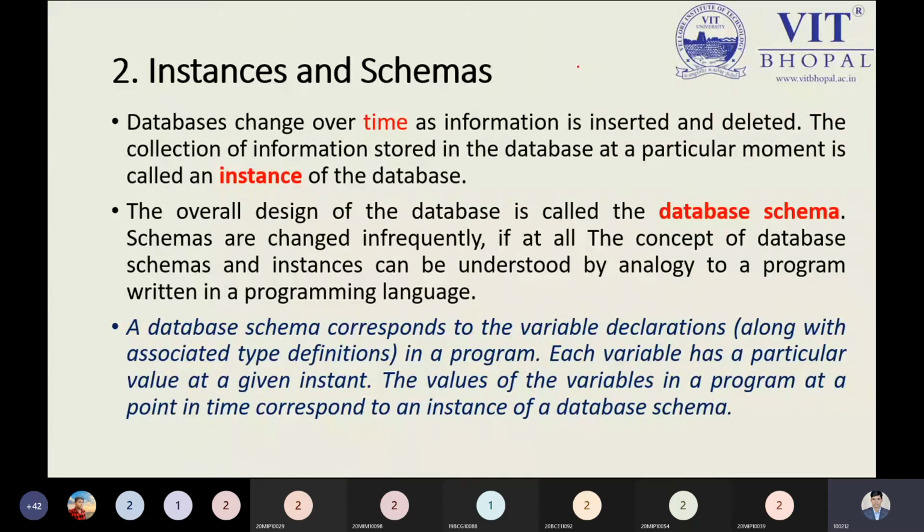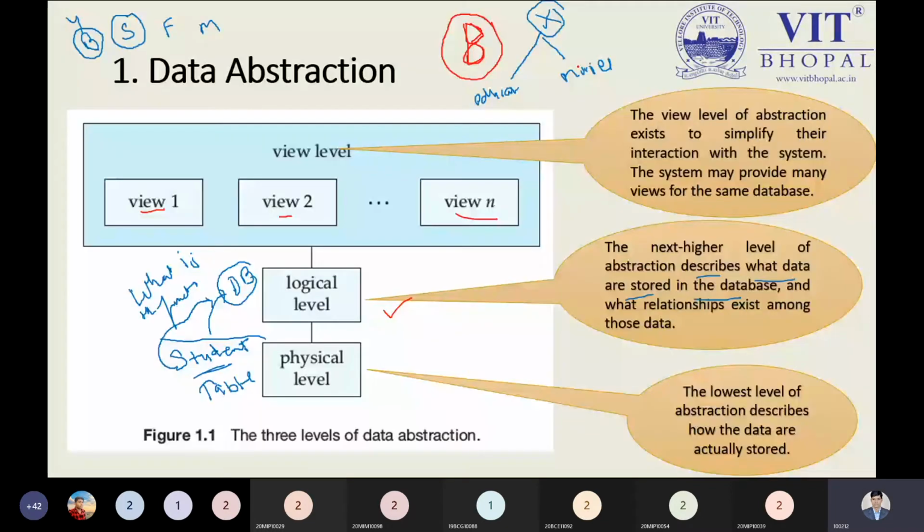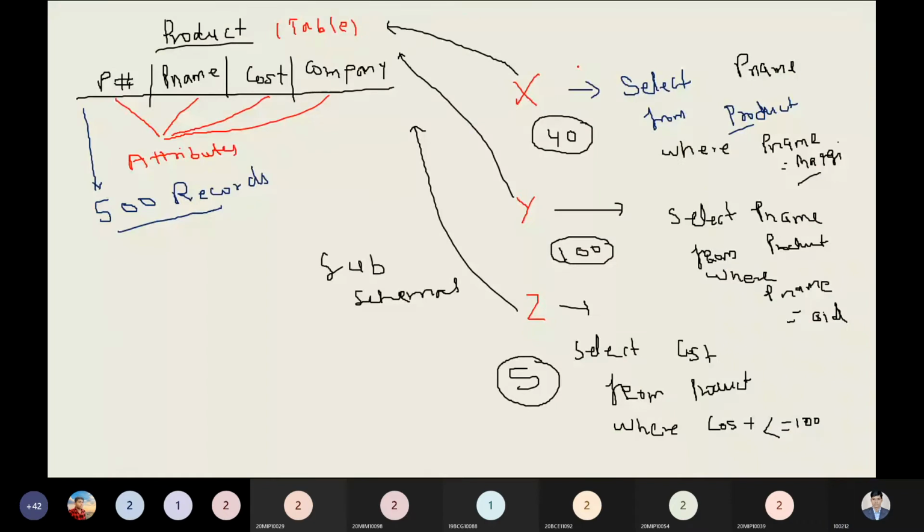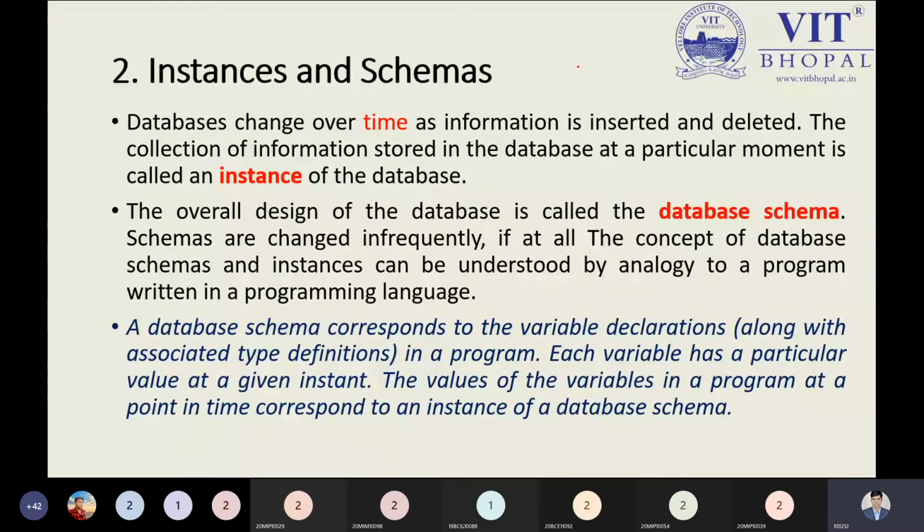If you remember the various diagrams like this one, are you able to see this table? The product. Product is the name of our database, or we can say table right now. Product number, product name, cost, and company are the attributes. With the help of these attributes, we can say this is the structure of the database. Let me explain this concept with a real image so you can see the point. But let me know, is the term instance and schema clear to all right now?